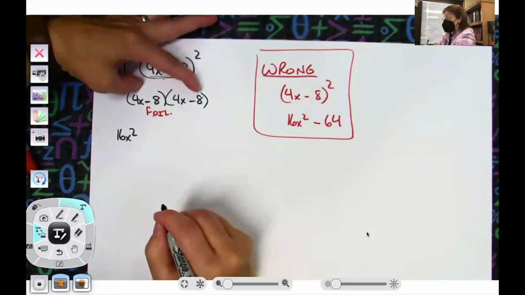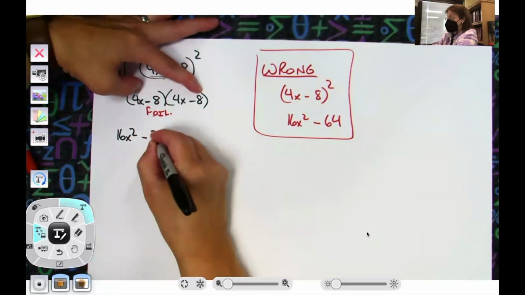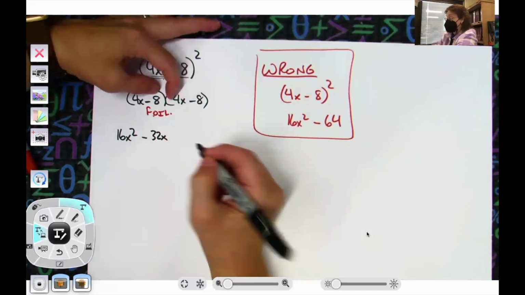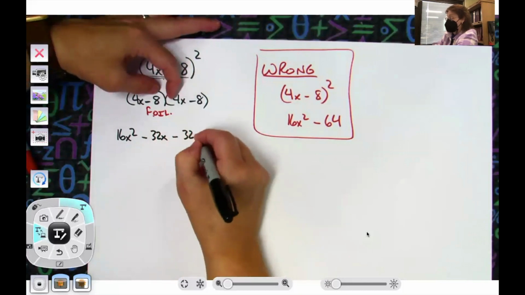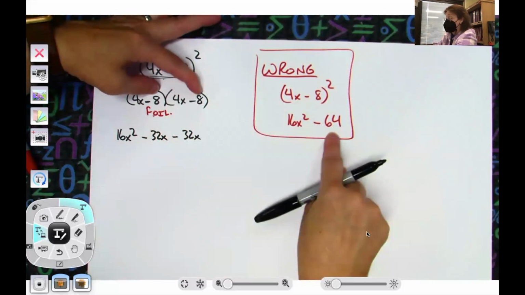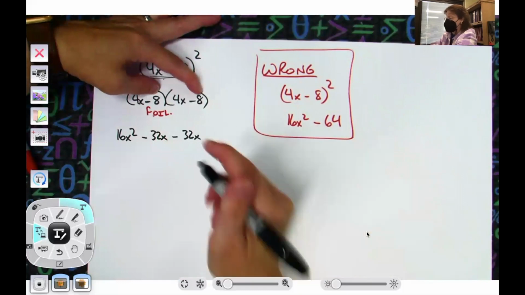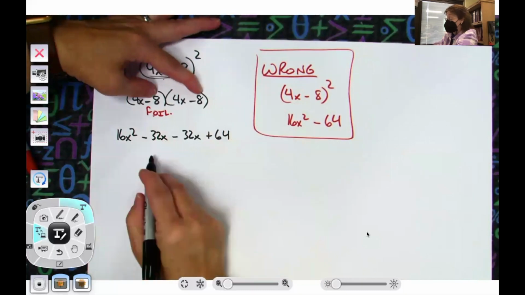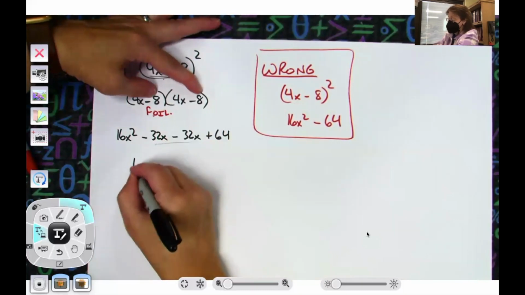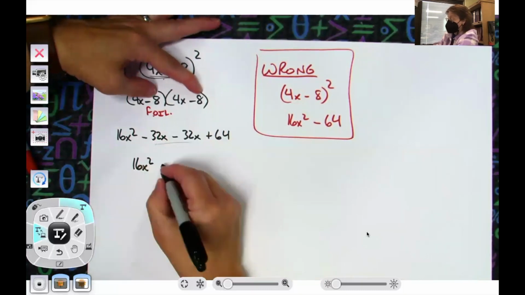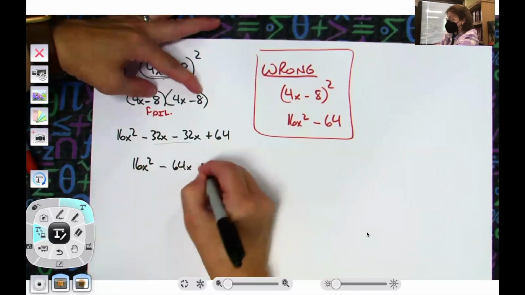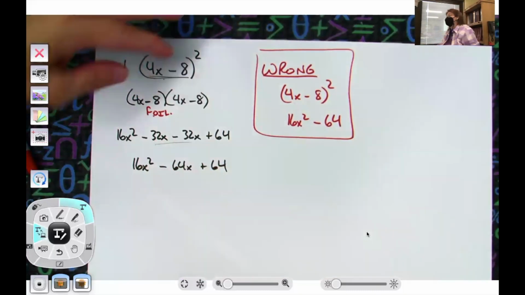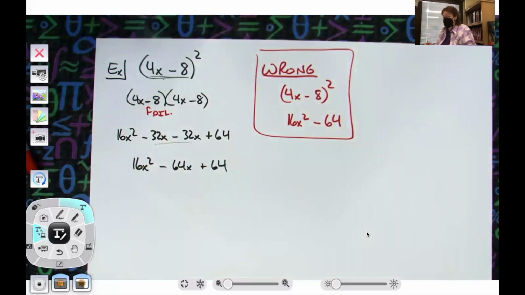If I do outside terms, then I have a minus 32x. Here I'm going to have a minus 32x. And here I will get a positive, because negative 8 times negative 8 is a positive 64. And then add these two in the middle. So 16x squared minus 64x plus 64. Did I multiply everything right? Are we good? Don't let me make a silly mistake.